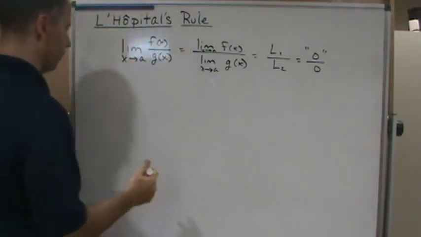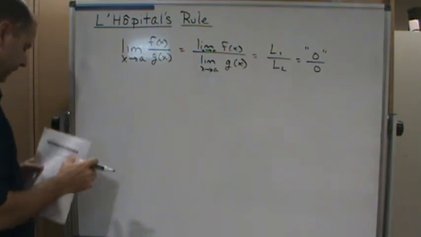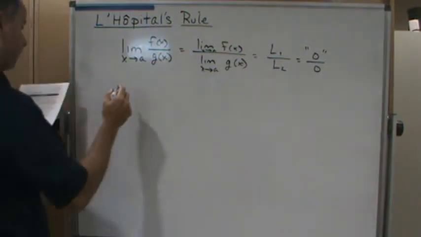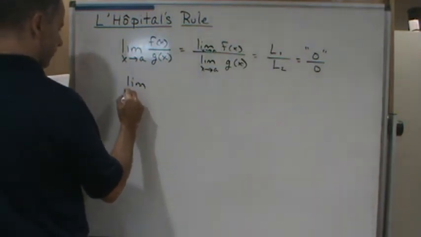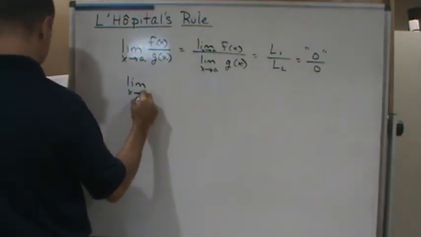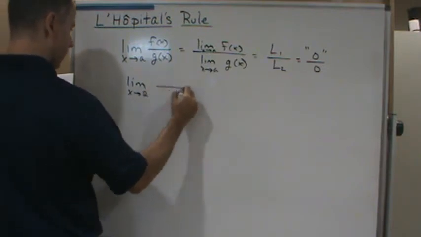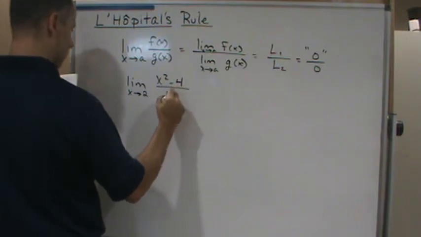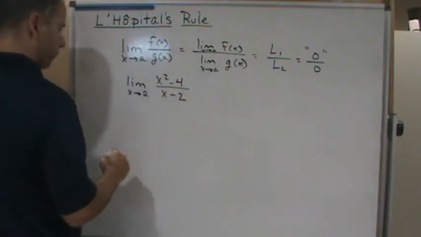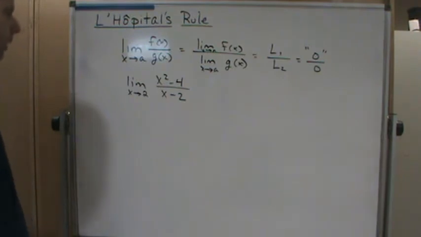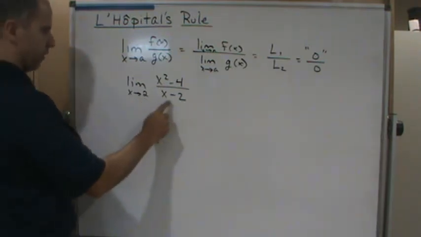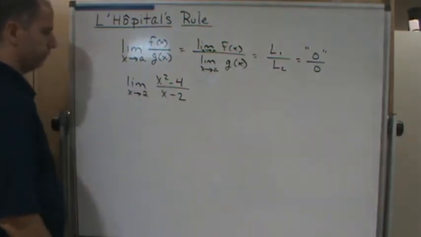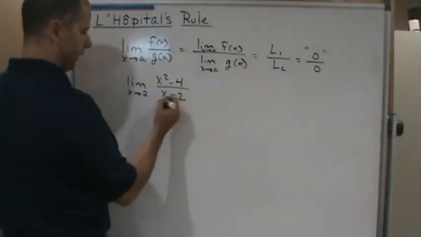Okay, for example, we've done limits like this. In fact, I've made mention of it. So here's one. The limit as x approaches 2 of x squared minus 4 over x minus 2. As x approaches 2, we get 0 over 0. But then, how do we solve this? How do we figure this out?